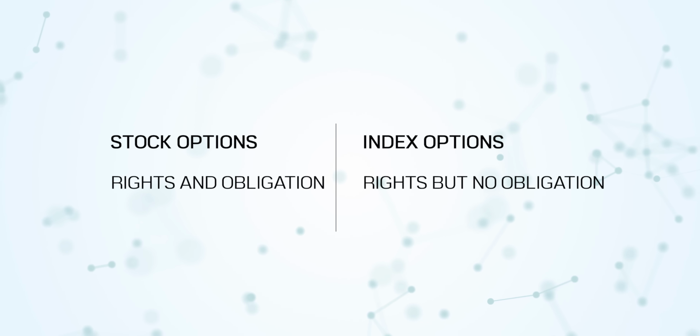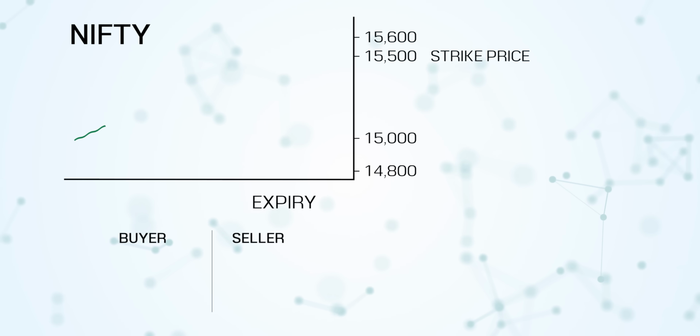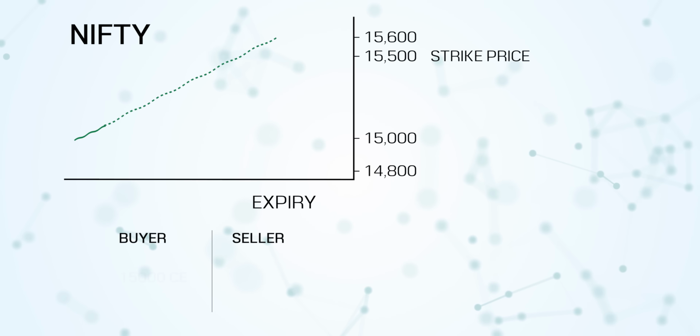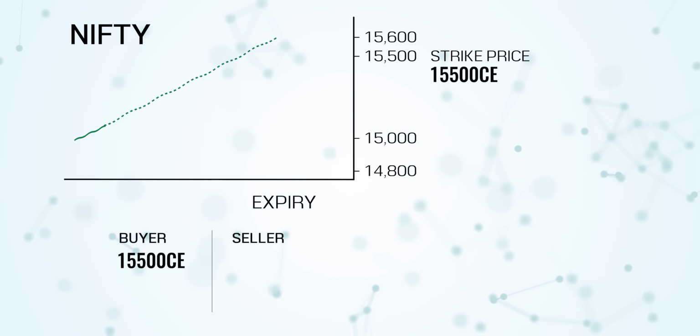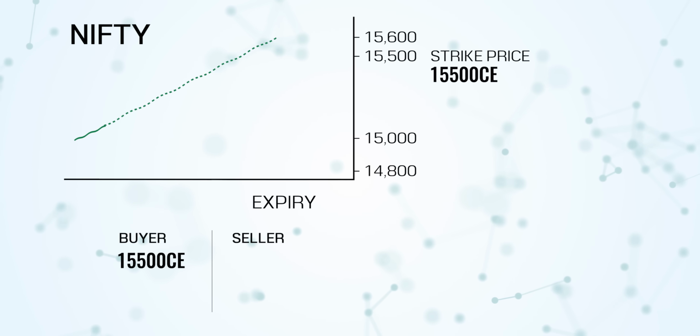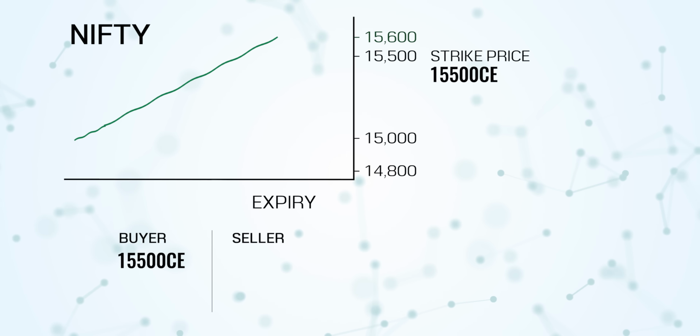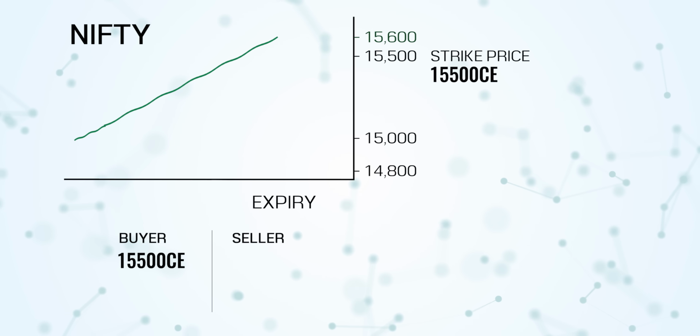So what is right and no obligation? What is right and obligation? Let me explain in simple terms. Let us say you feel that Nifty will expire above 15,500. You are buying a 15,500 call option. Let us say on the day of expiry, Nifty closes at 15,600, 100 points above the strike price.